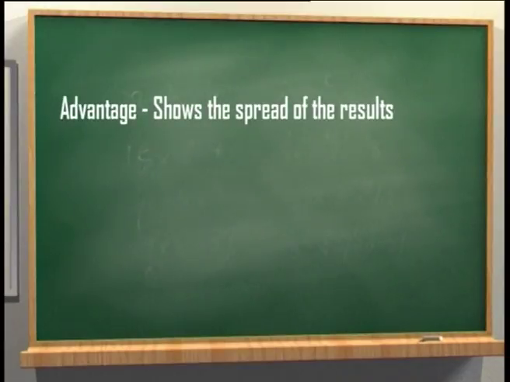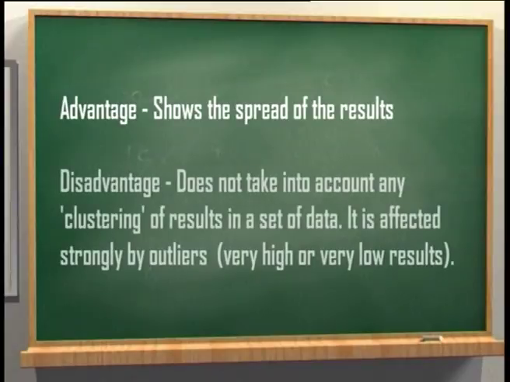The mid-range point, that is the point halfway between the two extremes, is an indicator of the central tendency of the data. Again, it is not particularly robust for small samples. The advantage is that it shows the spread of the results. The disadvantages are that it does not take into account any clustering of results in a set of data, and it is affected strongly by outliers, that is very high or very low results.